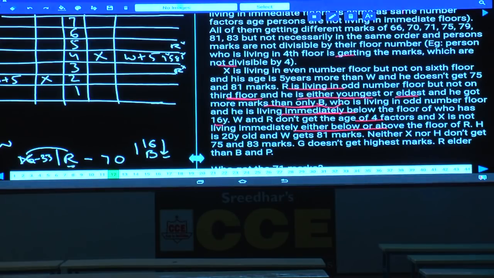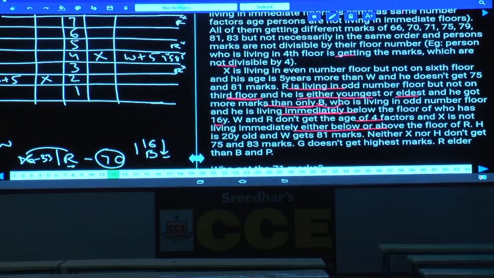3 and 5 are ruled out. R is an odd number floor. R can be either on the first floor or on the 7th floor. Between these two, tell me, the 7th floor is not possible. Why? Because this person got 70 marks. Now this 70 marks should not be divided by the floor number. Here, if R is on the 7th floor, 7 and 70 are divided with each other, hence it cannot be the case. Hence R cannot be on the 7th floor as well.